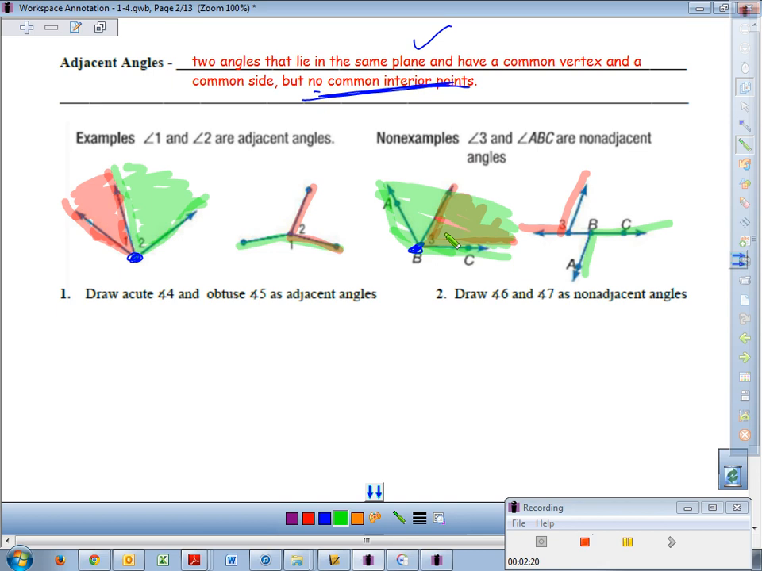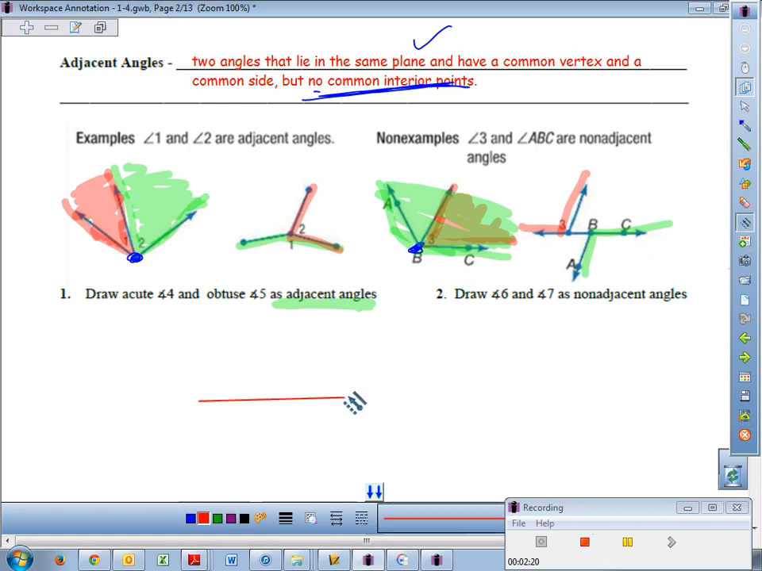Sound all right? All right, so let's do this. Let's draw acute angle 4 and obtuse angle 5 as adjacent angles. Sound okay? So one thing at a time. First of all, should they be touching each other? They better be. Let's start with acute angle 4. So how much should it measure?